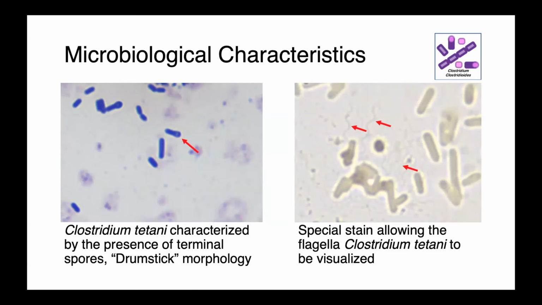On the right, we have an example of a special staining technique, which was done to allow the visualization of flagella. And I think you can appreciate these long, squiggly structures emanating out from the bacteria, which are really important for motility. They allow the organism to move in its environment.